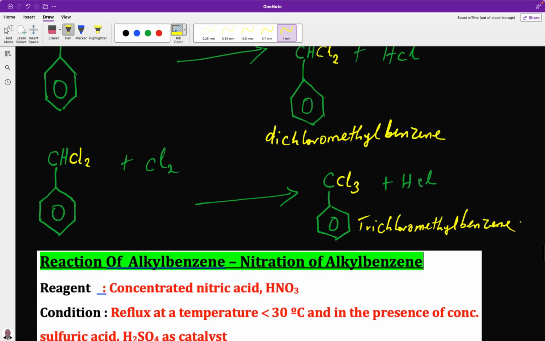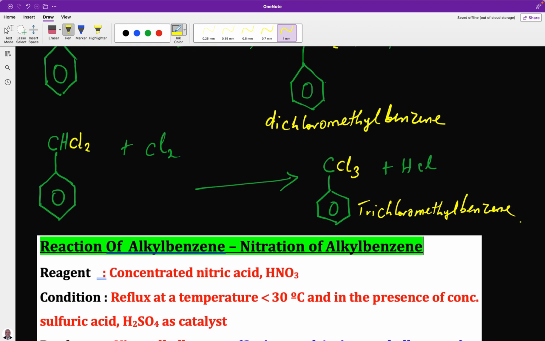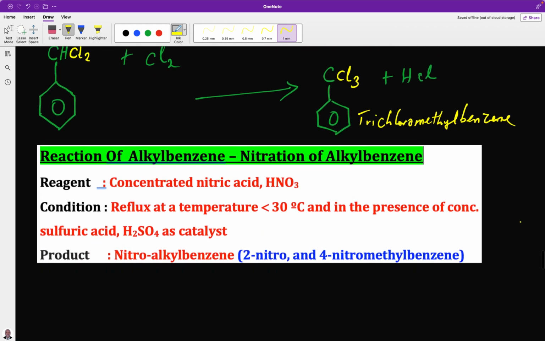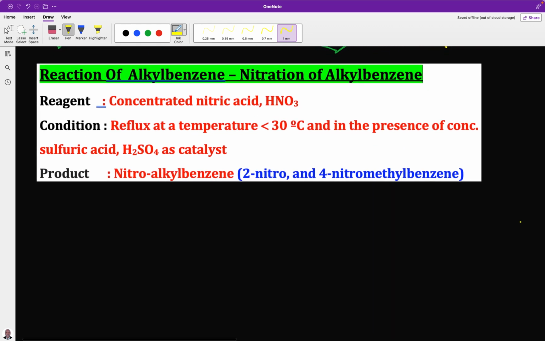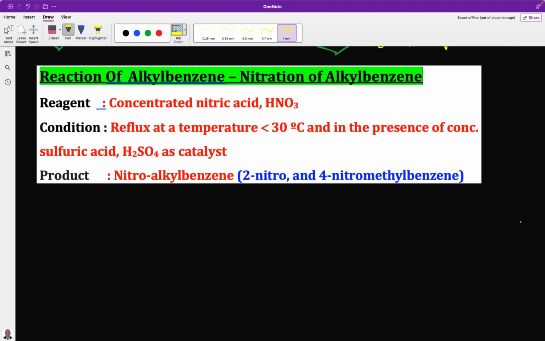So we can proceed to nitration of alkyl benzene. Our reagent in this case is concentrated nitric acid. We will be using concentrated nitric acid, and we will reflux the reaction mixture at a temperature less than 30 degrees Celsius, in the presence of sulfuric acid, which acts as a catalyst.